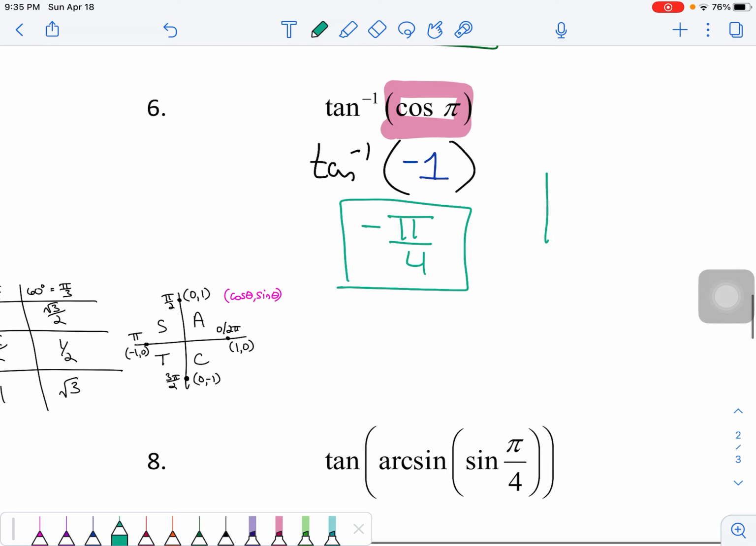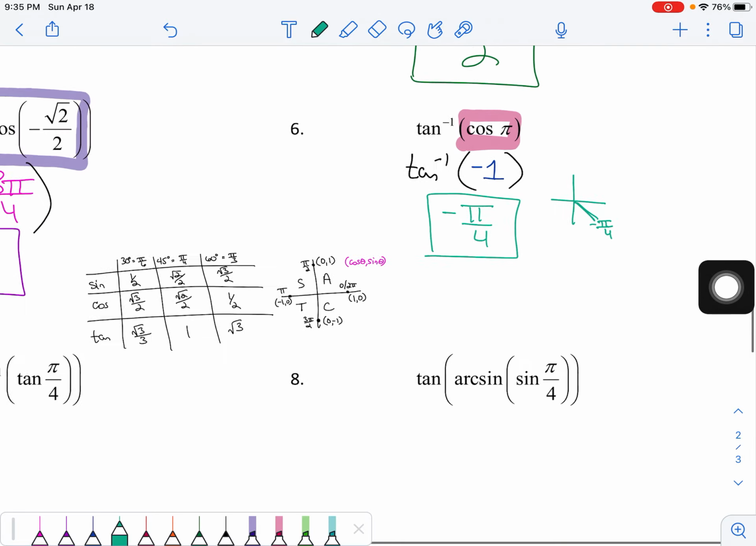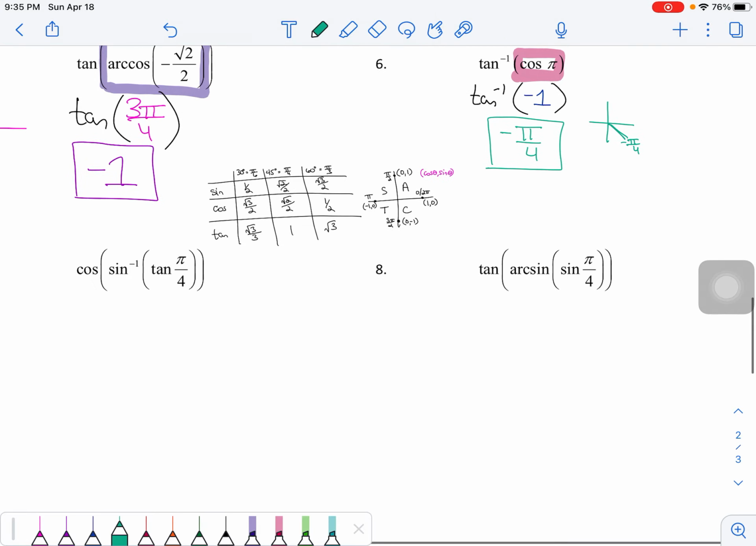All right, so the idea here is in quadrant 4, we would have been here at negative pi over 4, because instead of rotating positive or counterclockwise, we're going to rotate clockwise, and then I'll get the negative. That would be in the domain. All right, so that's problem number 6.